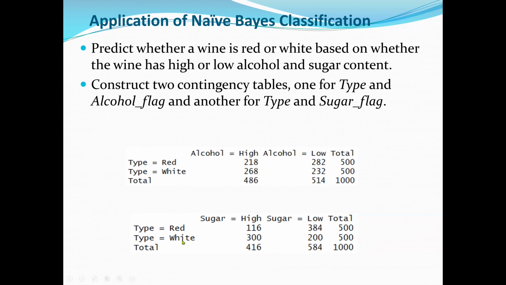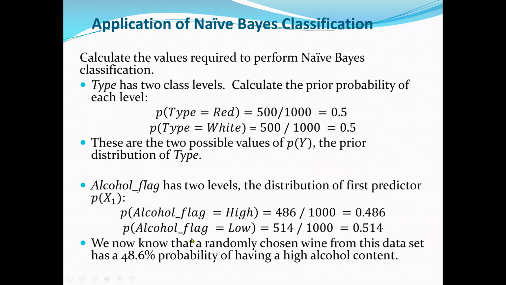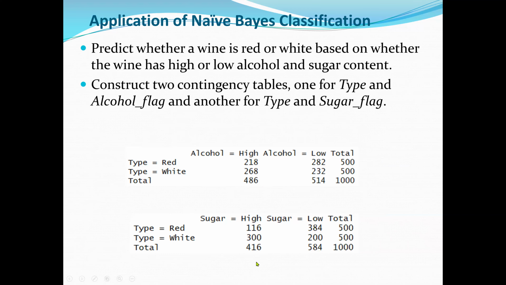Same thing applies to the second. We have alcohol high, alcohol low, and the total, red and white. So our goal here is to predict whether the wine is red or white. Remember, this is our training data. We know how many are red, how many are white, based on their alcohol level, whether it's high or low, and the total.